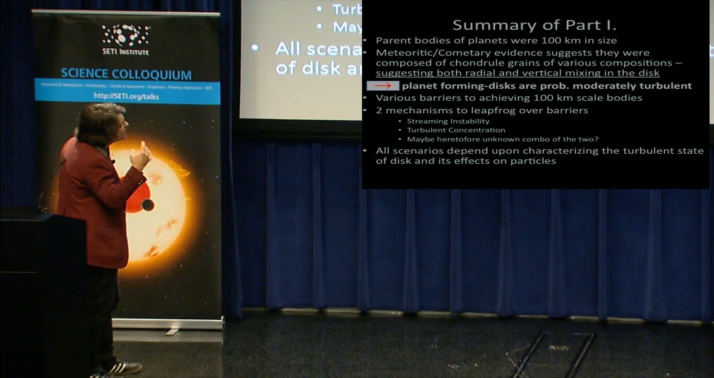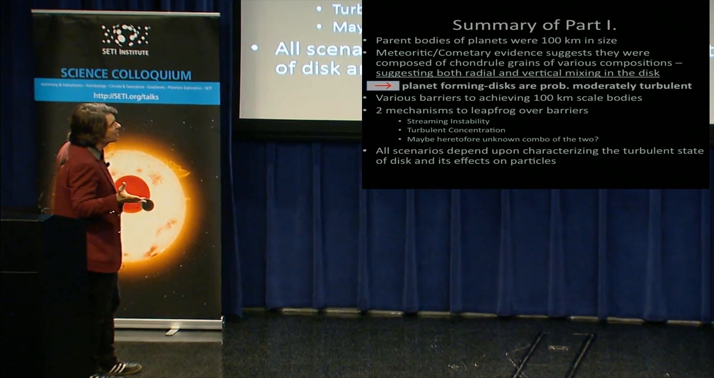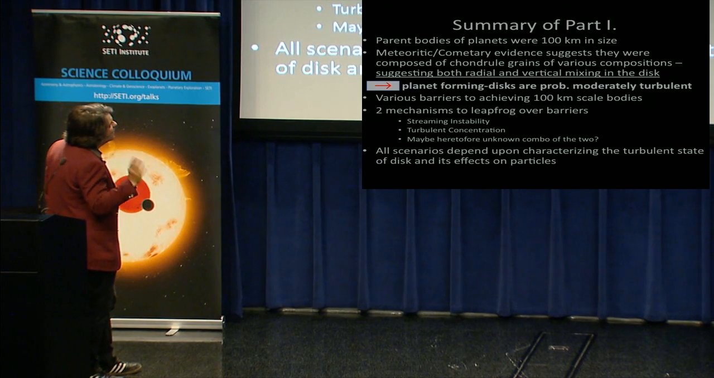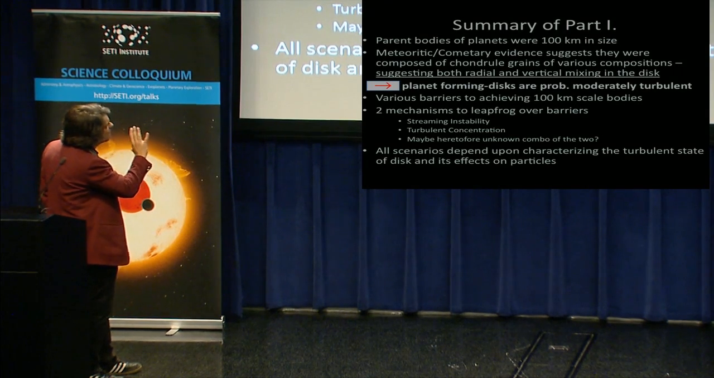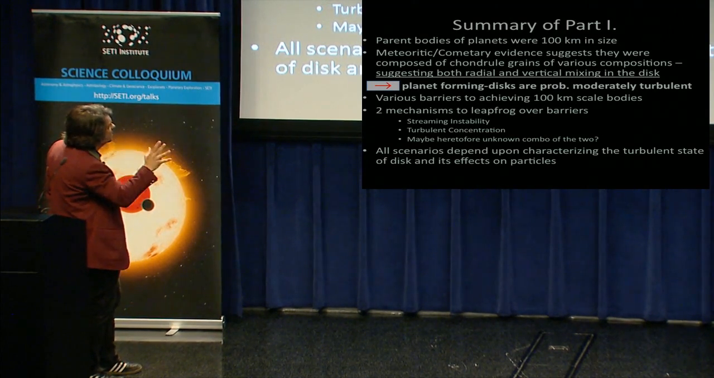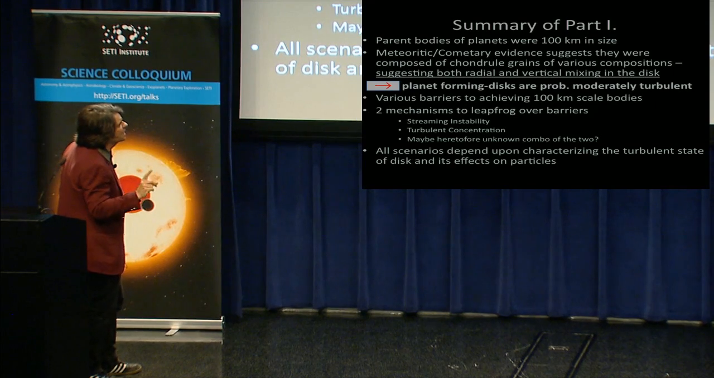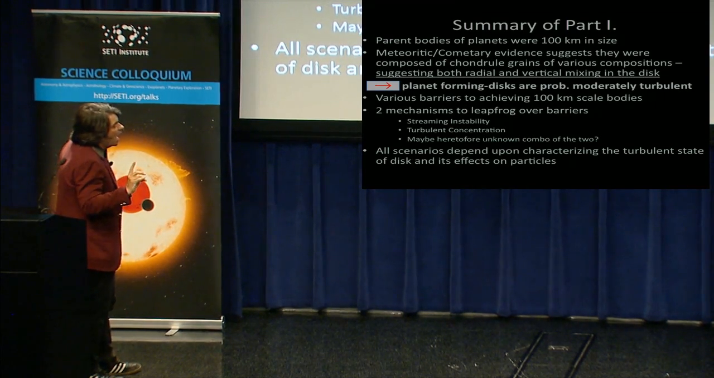And that is, essentially, the parent bodies of planets are about 100 kilometers in size. The evidence suggests they were composed of chondrule grains of various compositions, suggesting that both radial and vertical mixing in the disk has taken place.